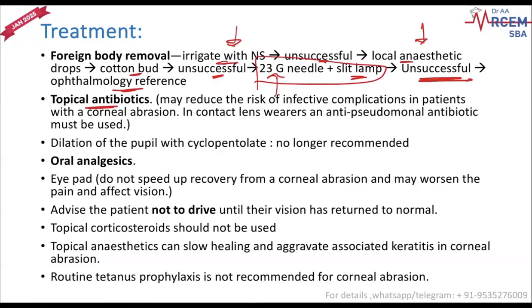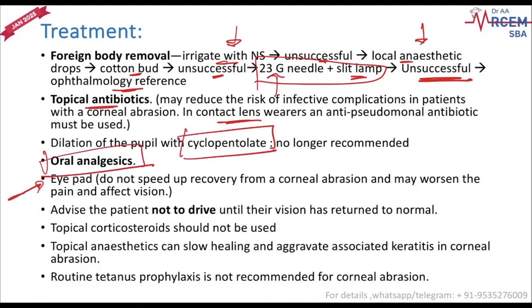Topical antibiotics are always recommended, especially in contact lens wearers, and anti-pseudomonal antibiotics like aminoglycosides need to be prescribed for these individuals. Previously, they used to recommend cyclopentolate to relieve the pain. It is no longer recommended. It was found to be not effective. For pain management, it is oral analgesia that we'll be giving in this individual.